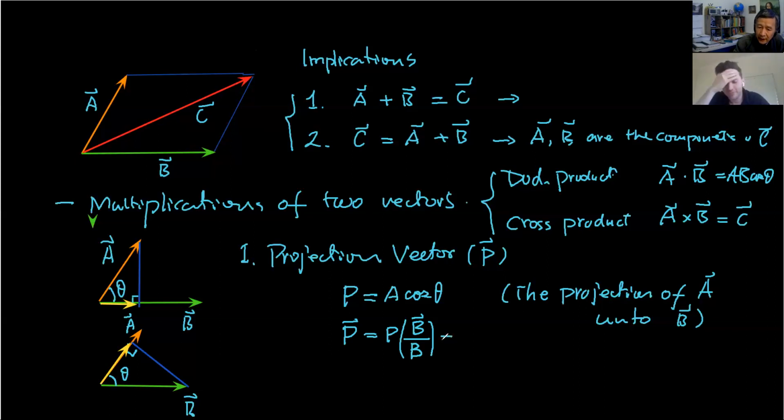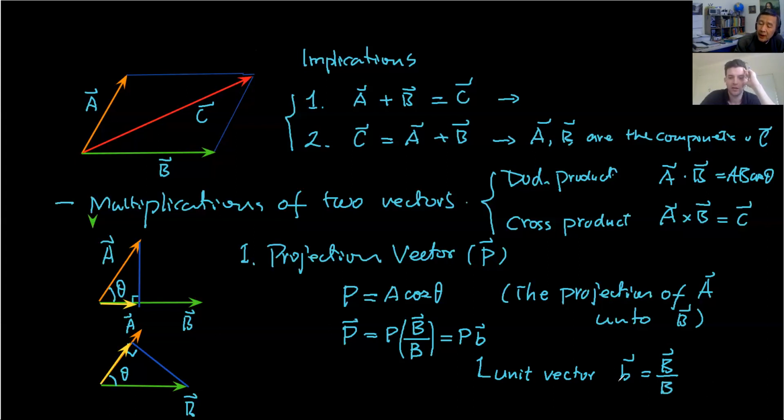Or alternatively, if I write it this way, probably you can follow me. Can we call this the unit vector? Can we just call this B? So B is called the unit vector. A unit vector has the property that its magnitude is one. Can we just say B is defined by the vector B divided by its magnitude?